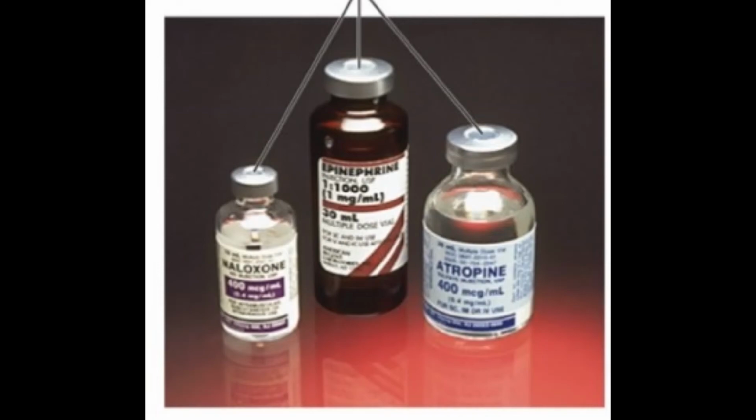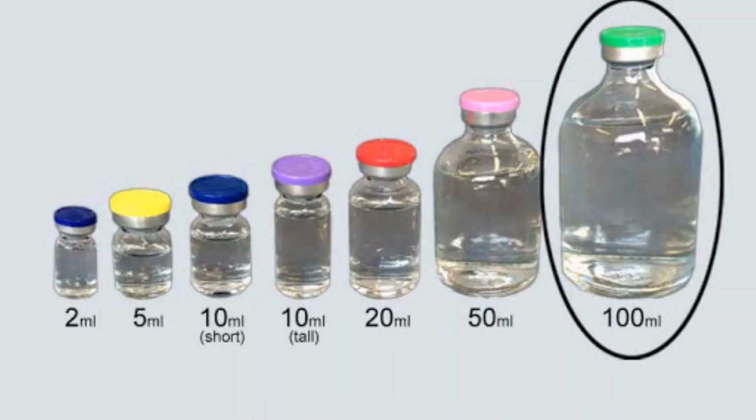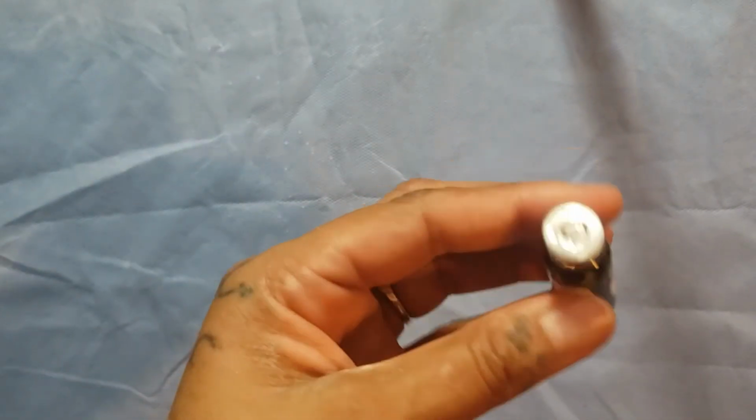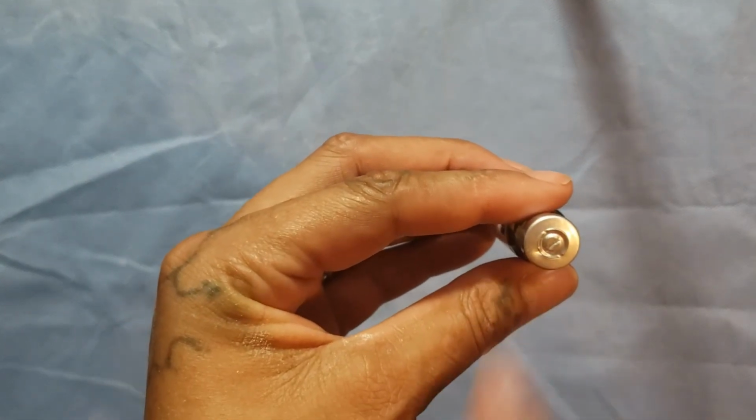Vials have a bottle and a self-sealing rubber top. There are many different sizes of vials depending on the needs of the provider. You can see here vials with 2 ml to 100 ml of fluids. The top of the vial is also important to note, as there are several types, some that require a cap to be popped off, or those with a metal top that needs to be removed.